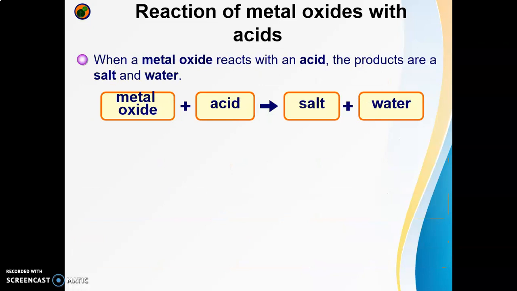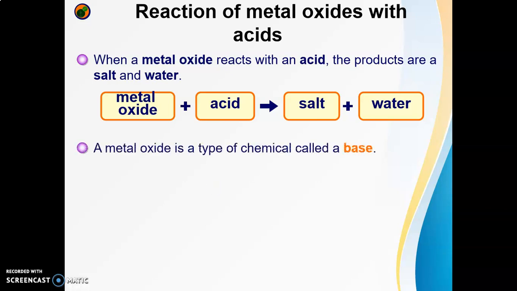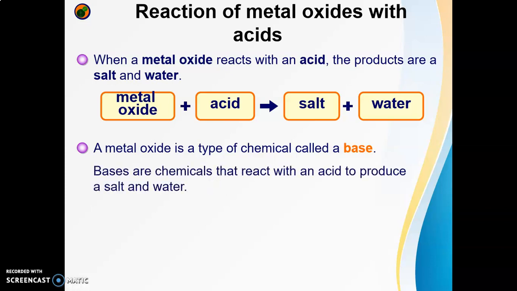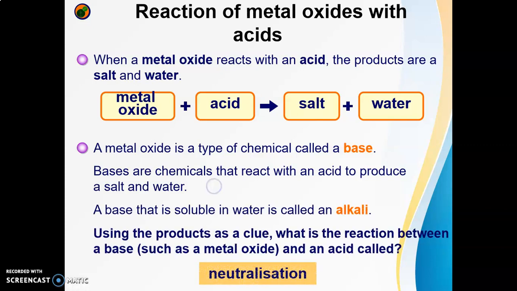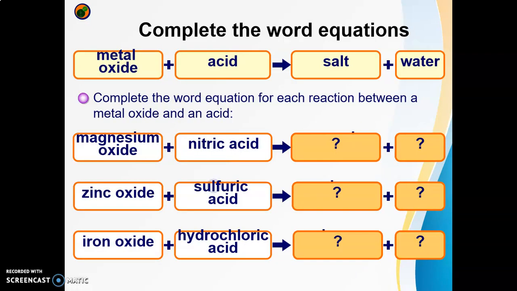Now let's look at the third reaction, between a metal oxide and acid. The products will be the salt and water. Metal oxide is typically a base. A base is a chemical that reacts with an acid to produce salt and water, which is actually the neutralisation process. So acid and alkali will produce salt and water, right? Metal oxide also acts like a base that reacts with acid to form salt and water.